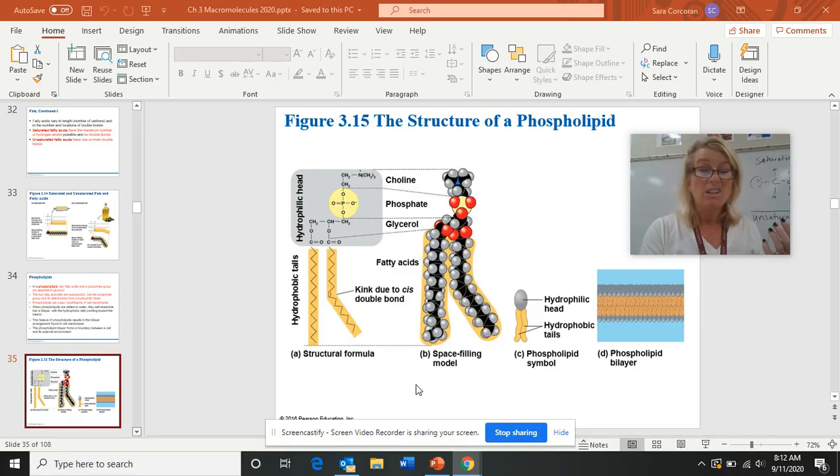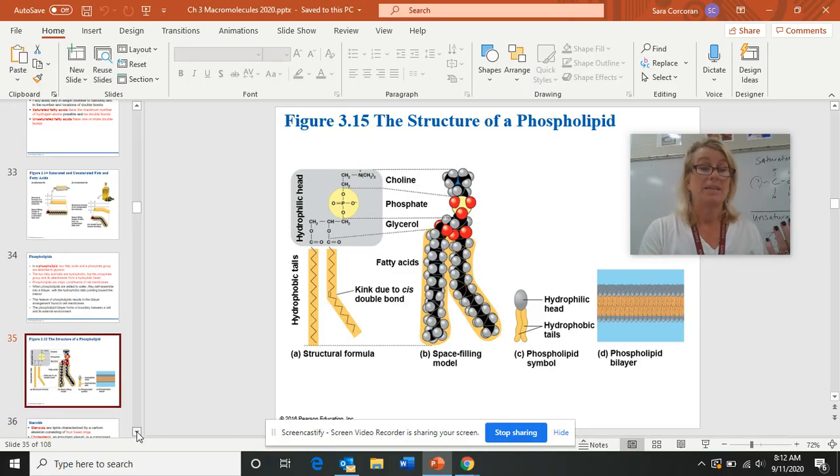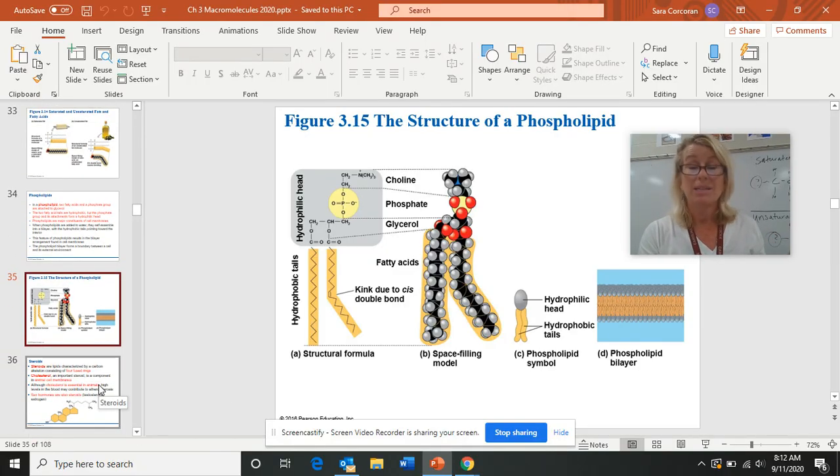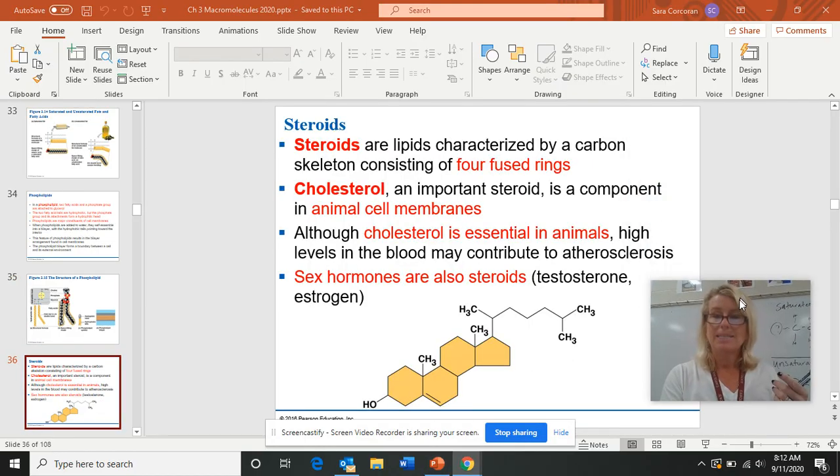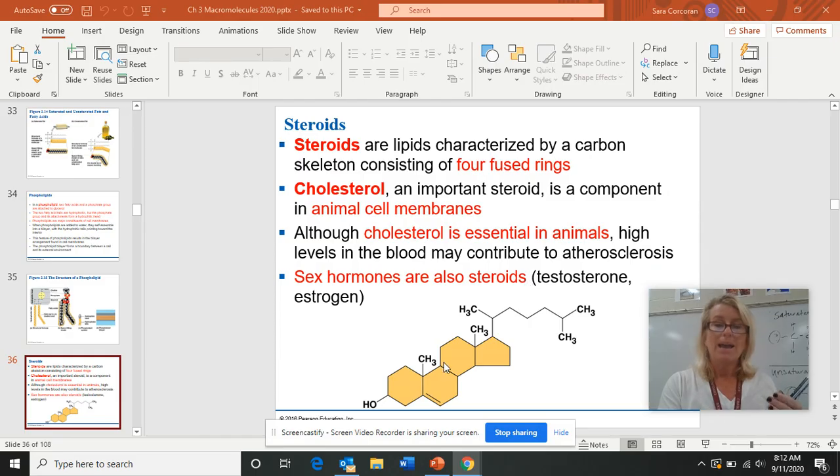Additionally, we have cholesterol in ours that helps to maintain the fluidity of our membrane. Plants don't need cholesterol, animals do. And as a segue to cholesterol, we have right here these 4 fused rings. That is cholesterol right there. Okay. It looks different than all the other lipids.